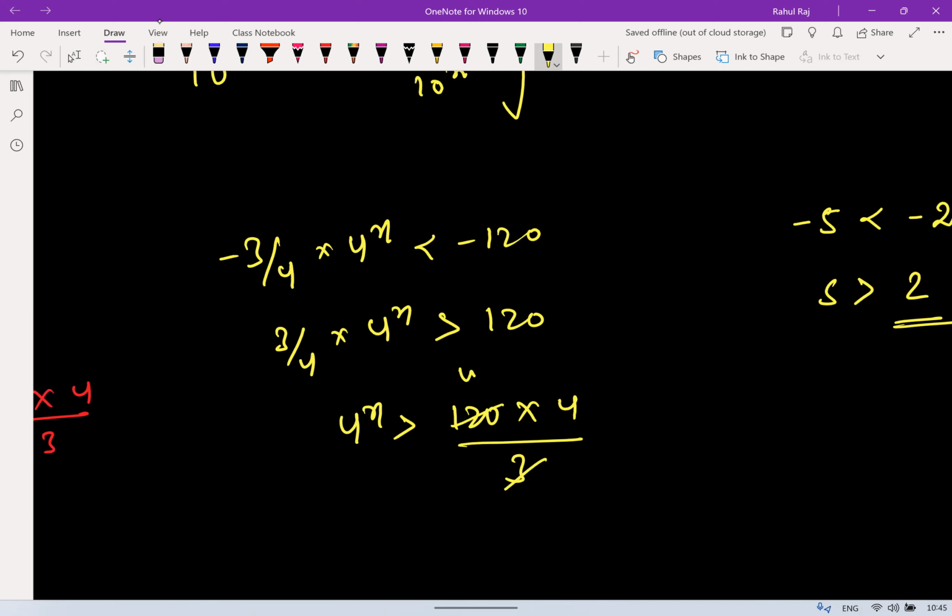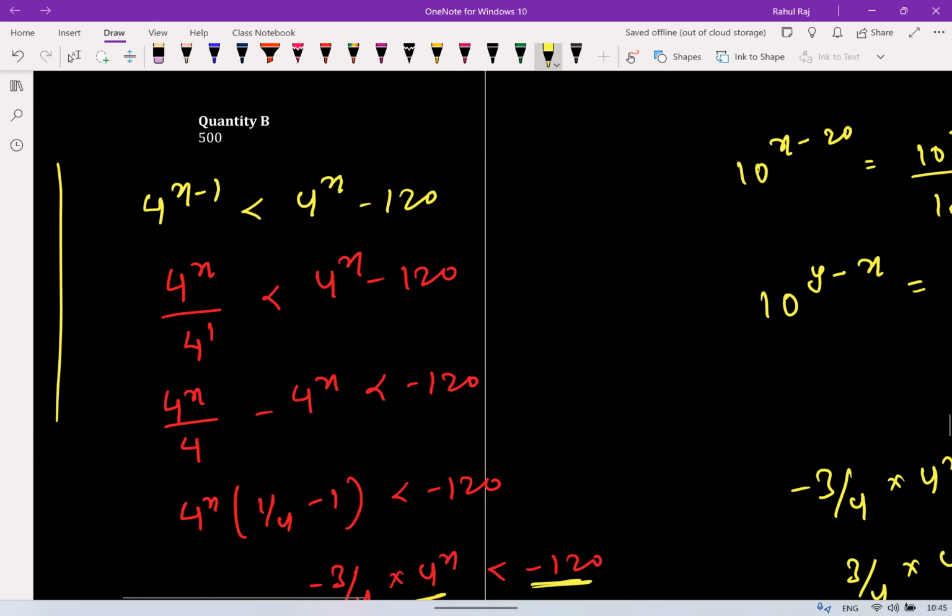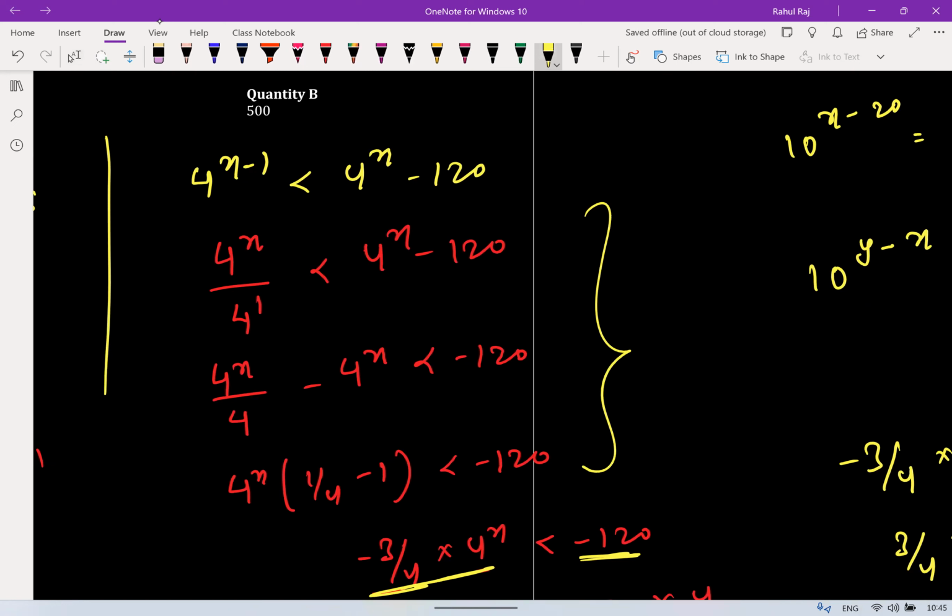Now 3 4s are 12. That is, 4 to the power x is greater than 160. Just to get this value, I have done all these things. And these are very easy to do. It's just that you should be aware of how to solve the equations.